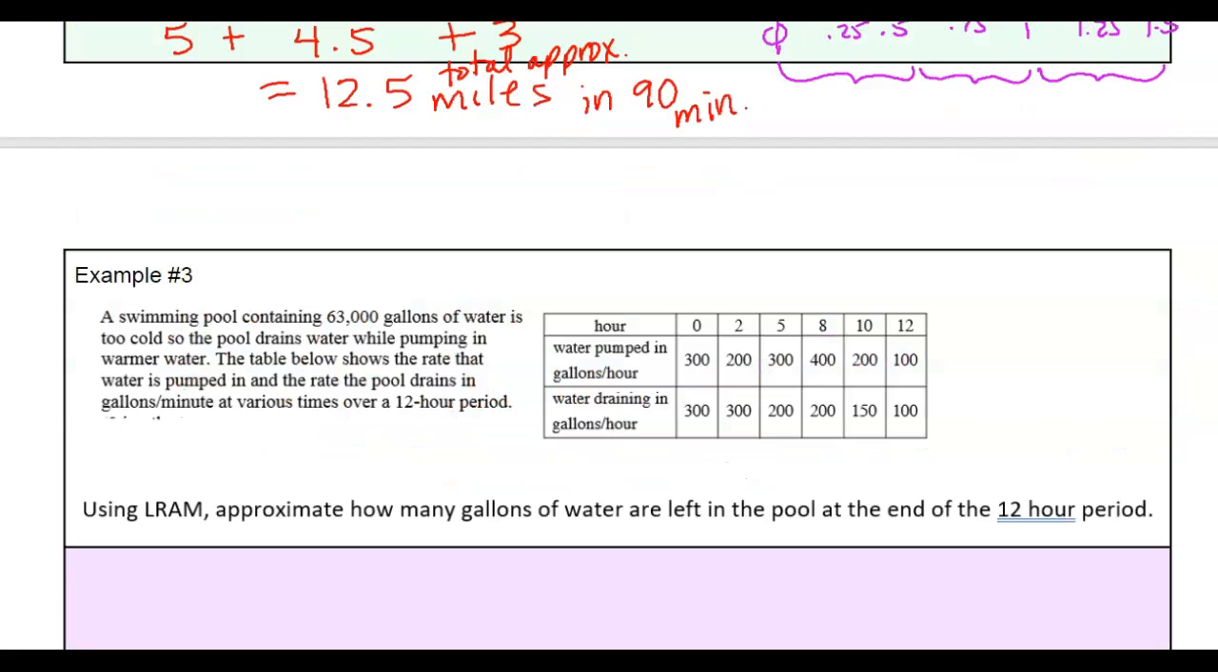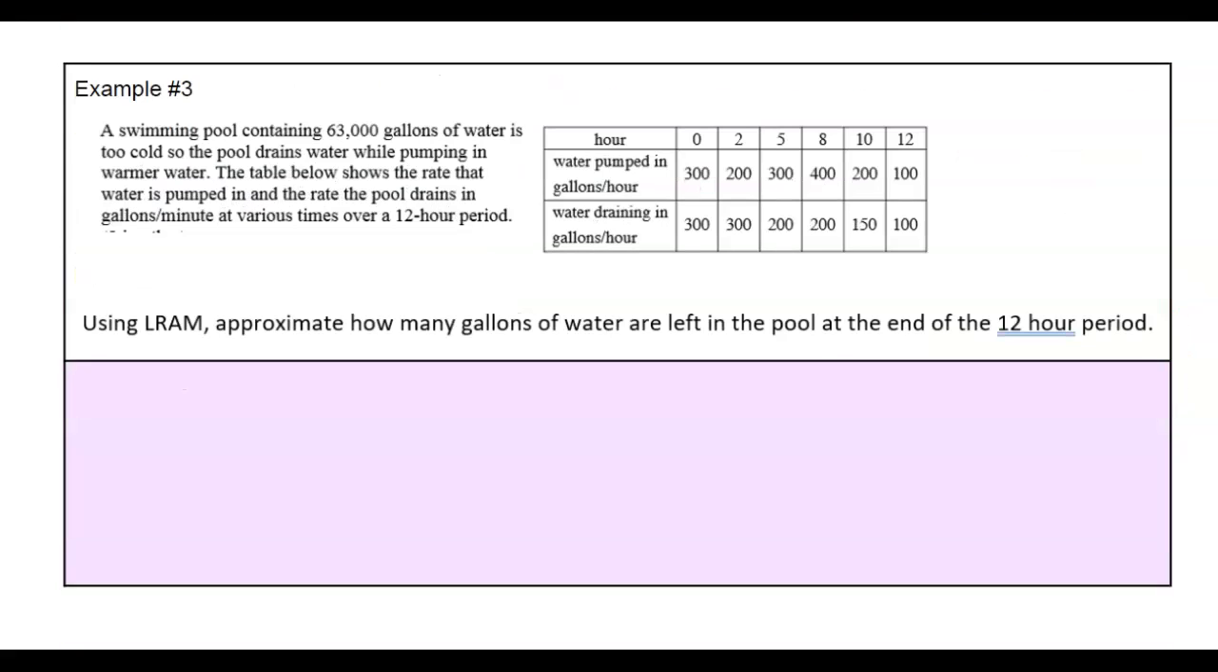Okay. All right, so on example 3, it says that a swimming pool contains 63,000 gallons of water. And it's too cold, so the pool drains while pumping in warmer water. So we've got this going in and this going out. So it's kind of like the bananas. It says, using LRAM, approximate how many gallons of water are left in the pool at the end of the period. So the idea is number of gallons, I always like to write it out in words, is the number that I start with.